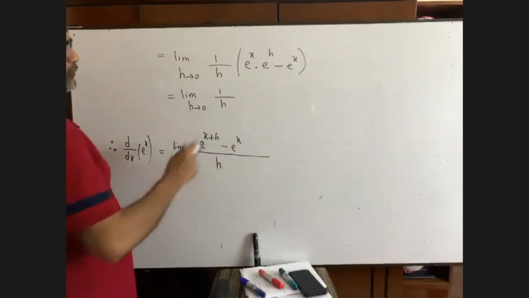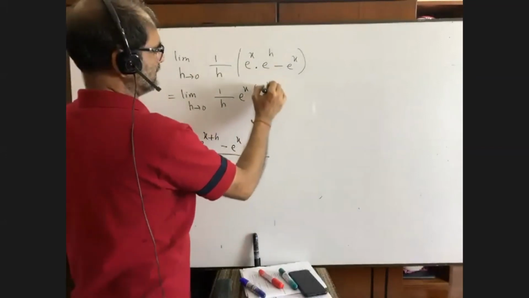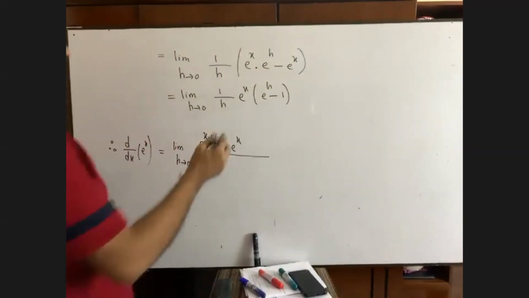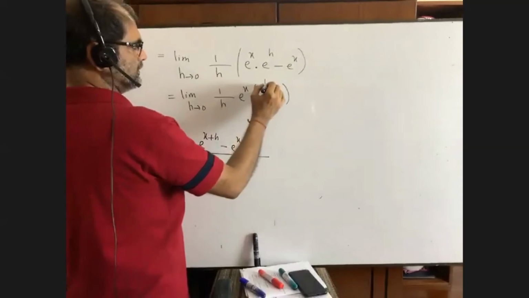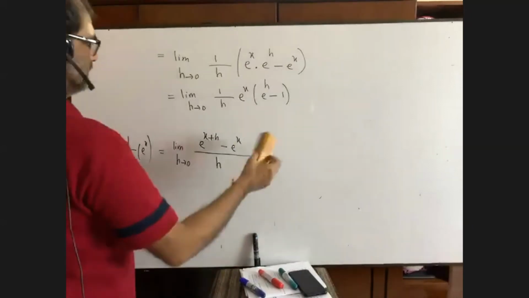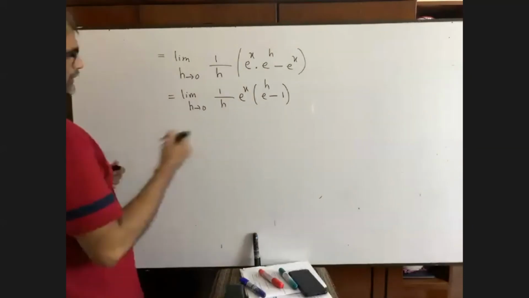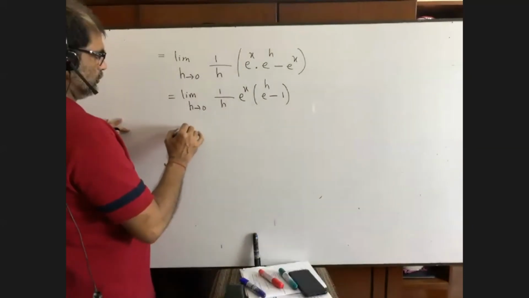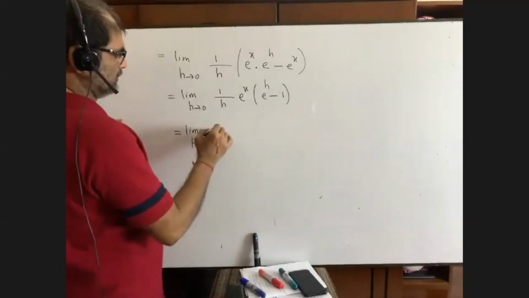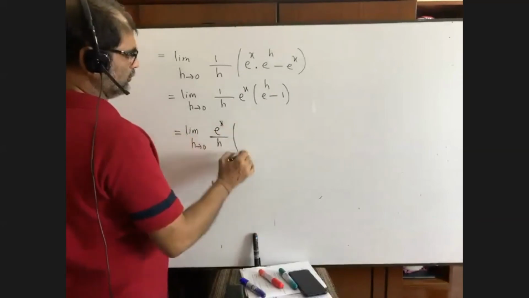Okay, anyway, we are getting e to the power x common. Then we are left with e to the power h minus 1. Right? Talk to me. I have taken e to the power x common. Okay? So actually what we are getting here, we are getting limit h tends to 0, e to the power x by h. Can you let me know what is the formula of this part?